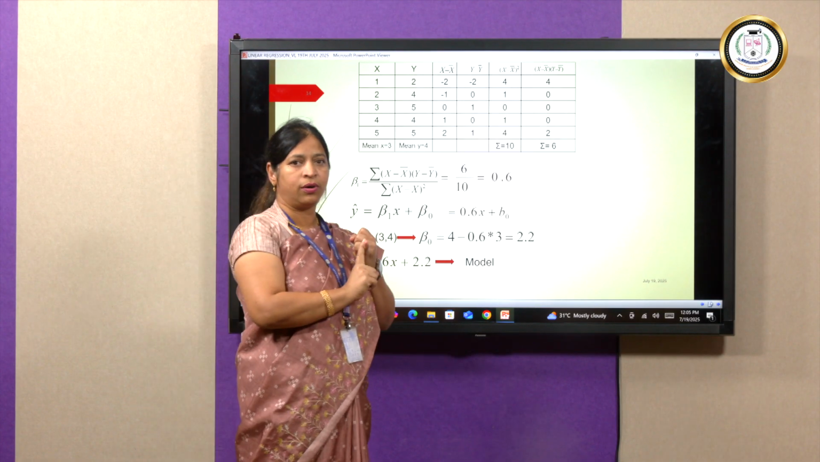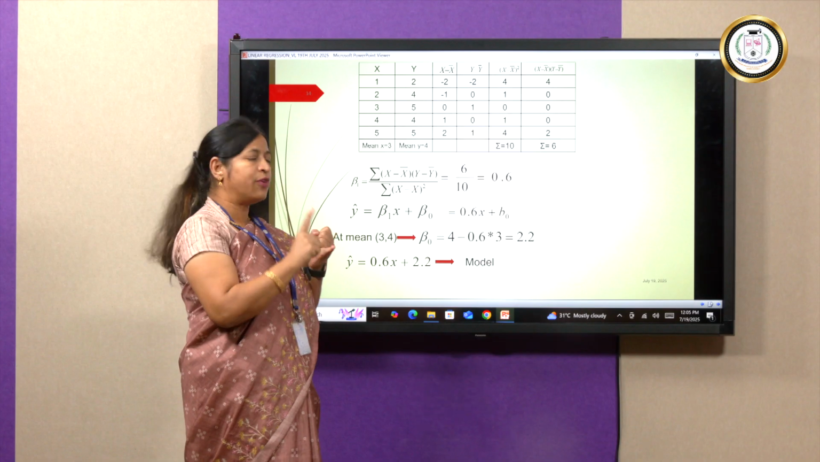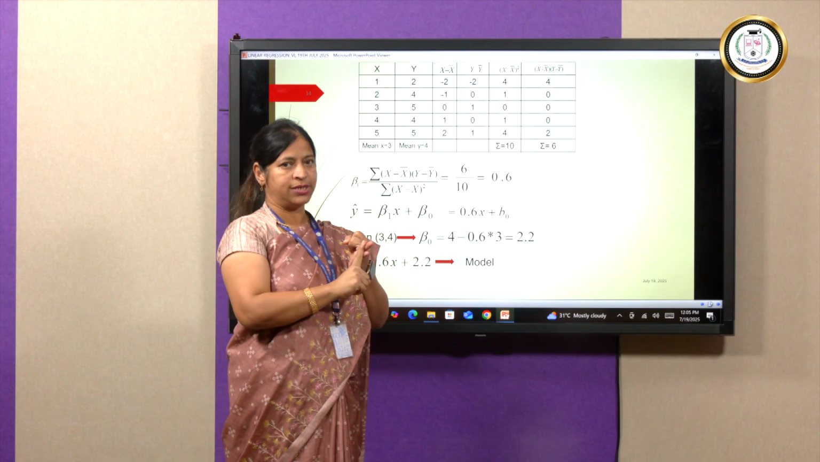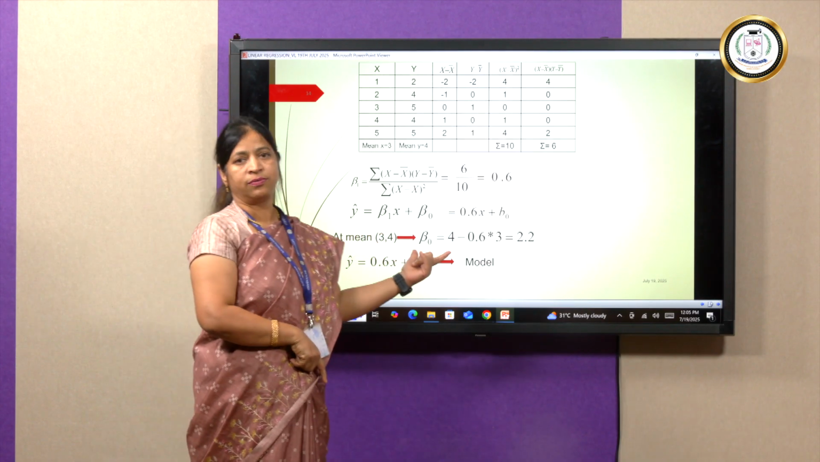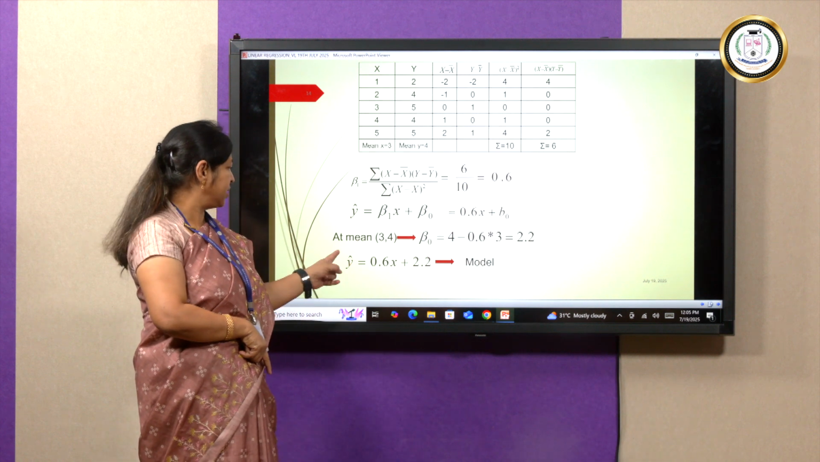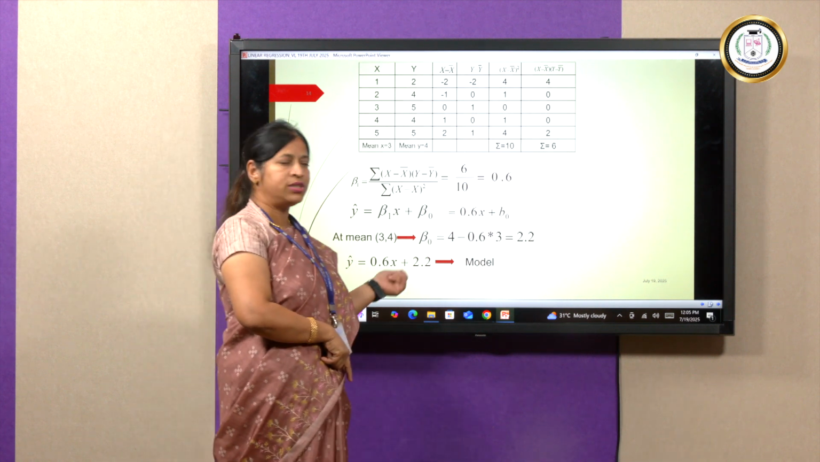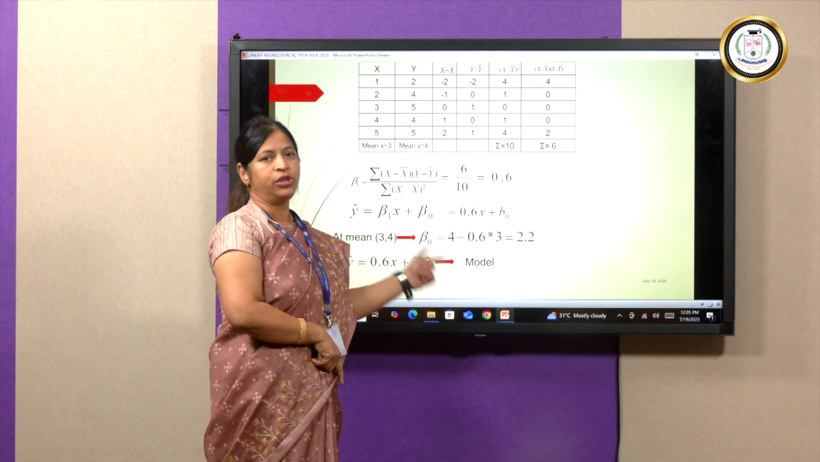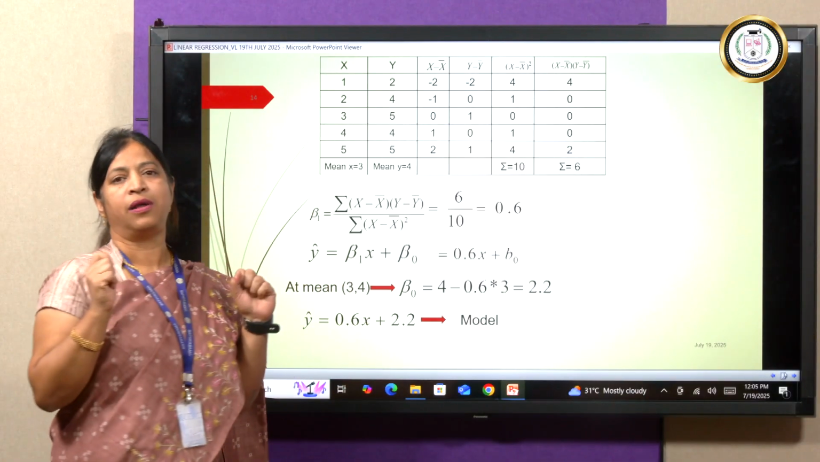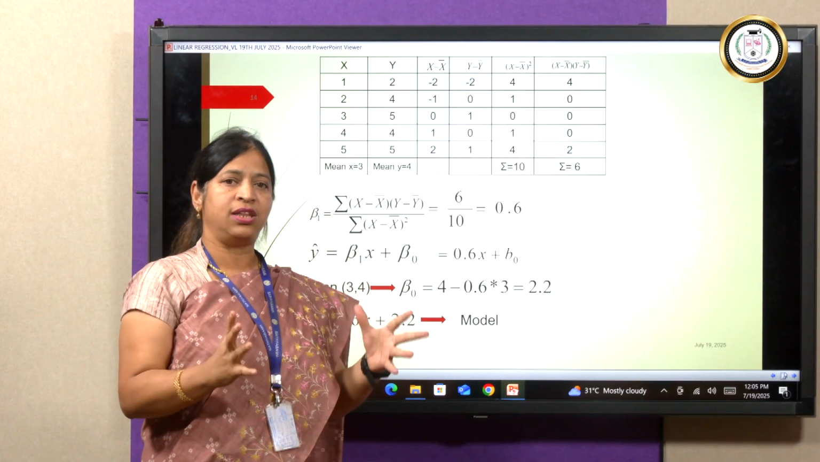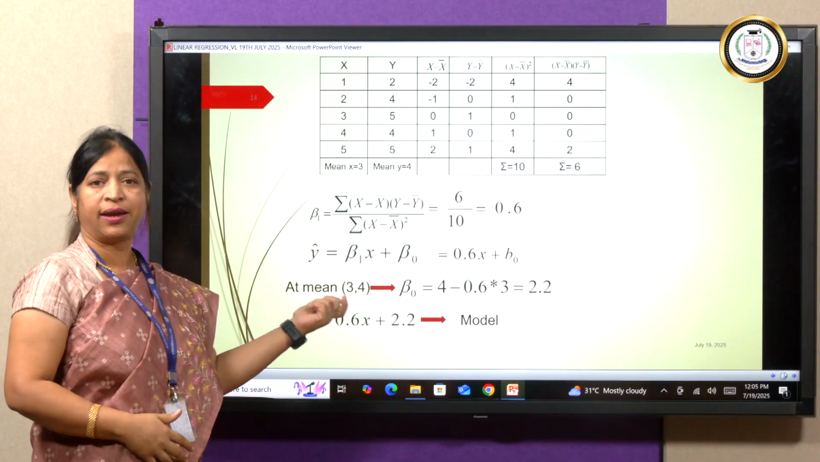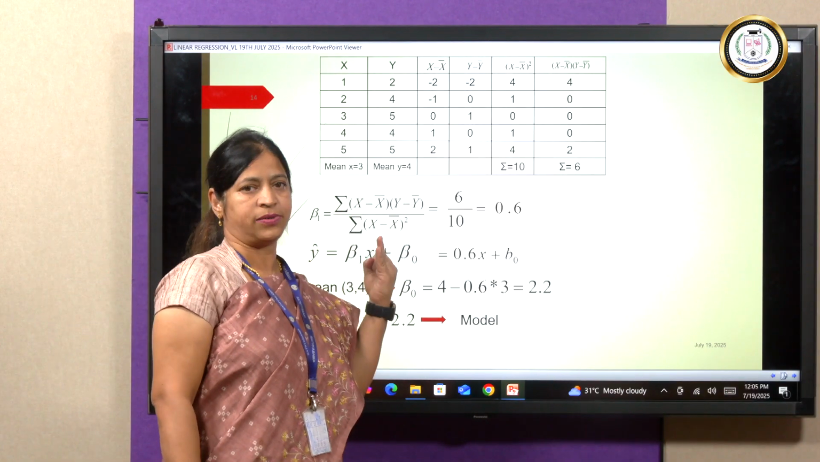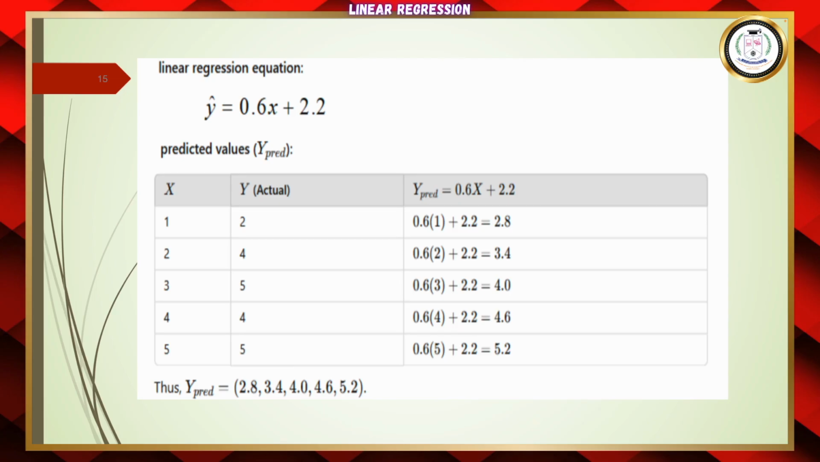So you have calculated the slope and now the y-intercept, beta naught. So you can frame the equation y cap, that is y predicted, is equal to 0.6x plus 2.2. This exactly represents your model. Your model is nothing but the weights. What are the weights we calculated? Slope and intercept. Once we have a model, we apply all the data set values, that is the x values, and find the y predicted values.